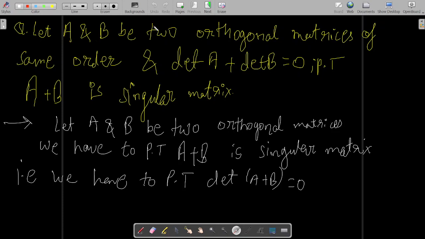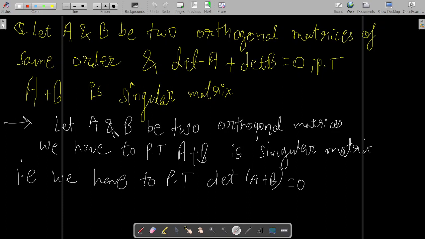So A and B are orthogonal, it is given to us, and also it is given to us that determinant of A plus determinant of B equal to 0. These two things have been given to us. We have to prove that A plus B is a singular matrix. What does it mean that A plus B is a singular matrix? It just means that determinant of A plus B is also equal to 0.